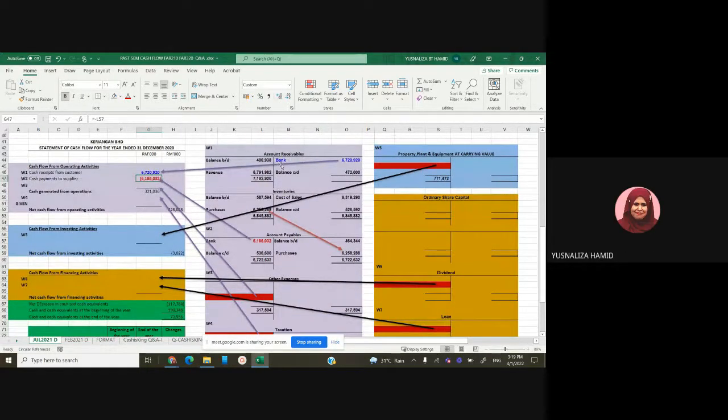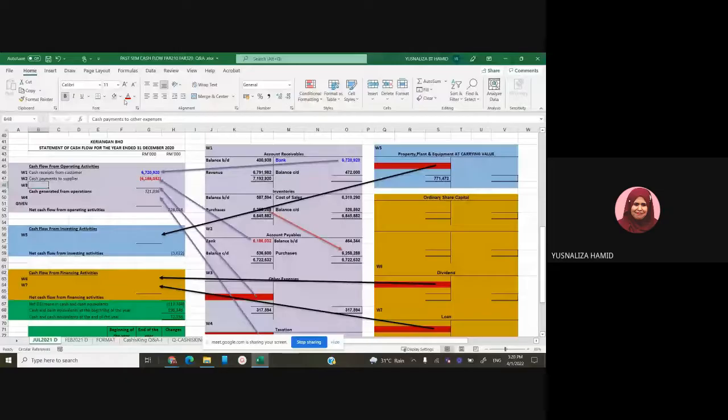You can see I put the arrow here. The one that you have here is the one here. The one that you get here is the one here, so that it's easy for you to cross check. Yeah, that was what I did just now. Now, next one is the cash payments to supplier. We have done that. Now we move to another one.